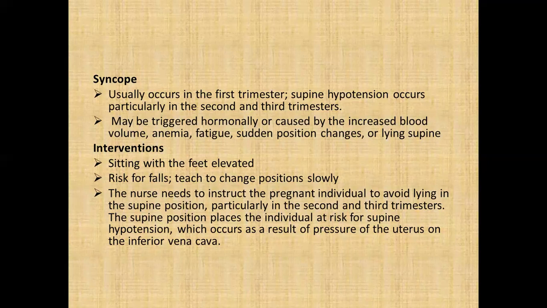So the next thing we talk about is syncope, which usually occurs during the first trimester as a result of the pressure, especially in the third trimester. So supine hypotension occurs particularly in the second and third trimester, even though in the first trimester you can also experience dizziness. Mostly in the first trimester it is because of hemodilution, an anemia that mostly occurs during pregnancy. And so the woman tends to experience dizziness and then they can even fall down.